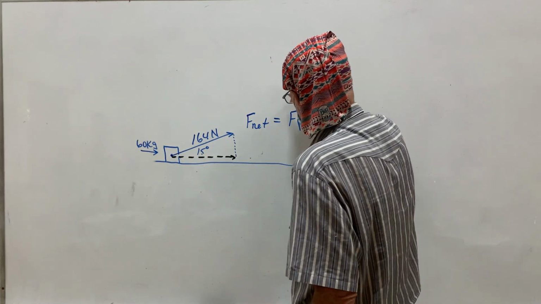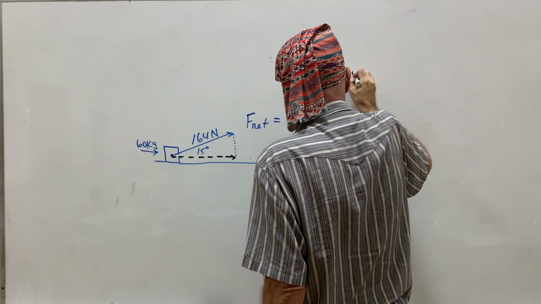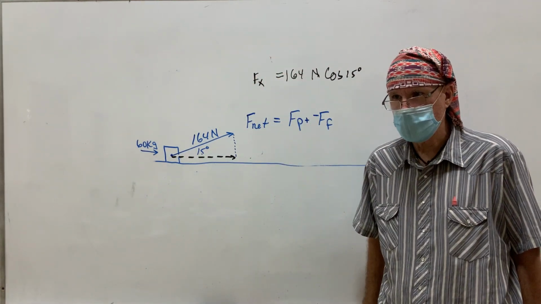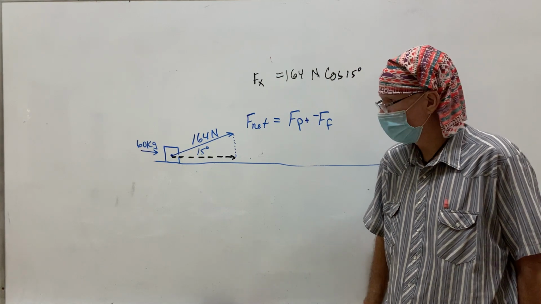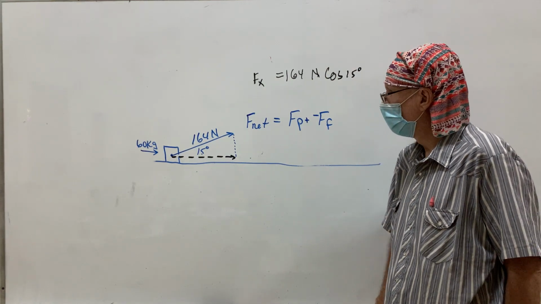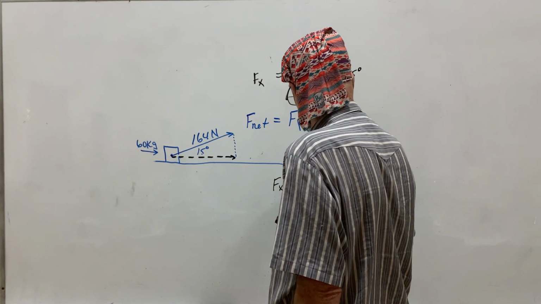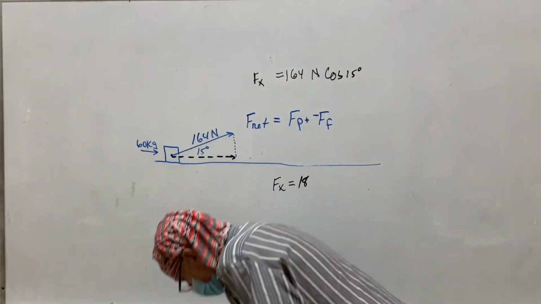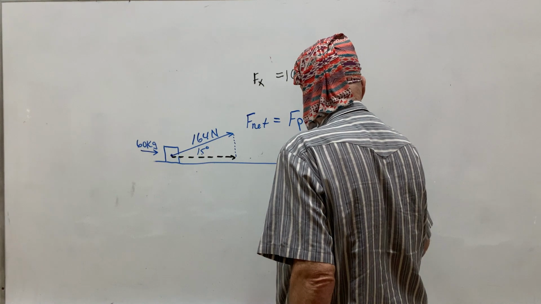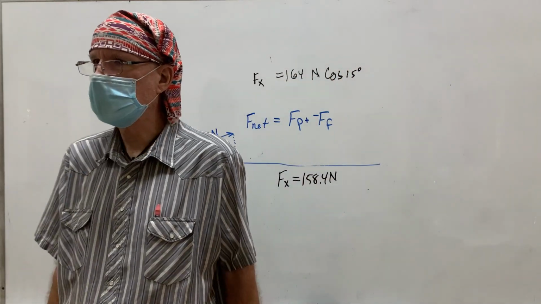I get that by saying 164 newtons times cosine 15, right? That will equal, I need the horizontal force, right? You see that? I need the horizontal force. So, what is 164 cosine 15? This is 158.4 newtons. Is that right? Yes? Yes, okay. Now that's the constant, that's the force that I'm applying.